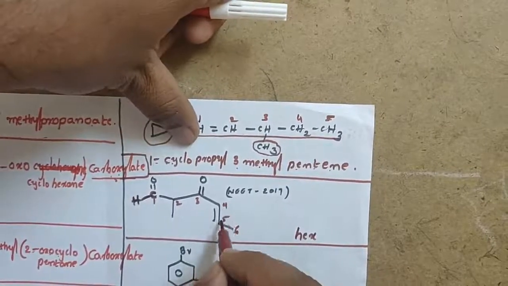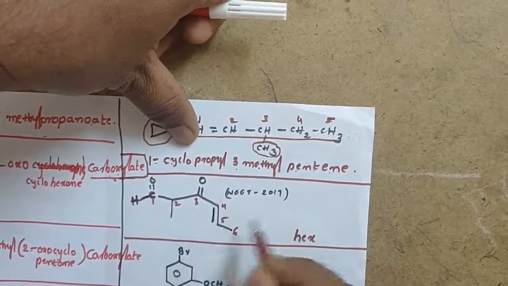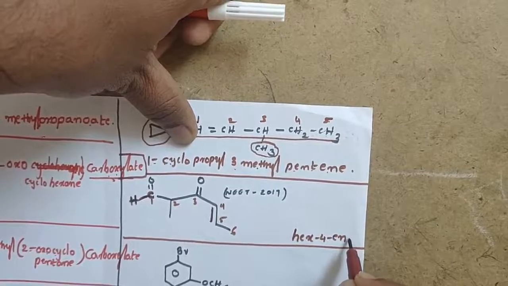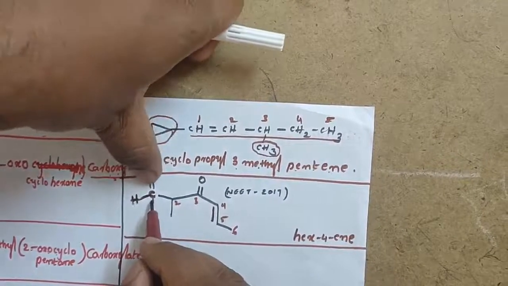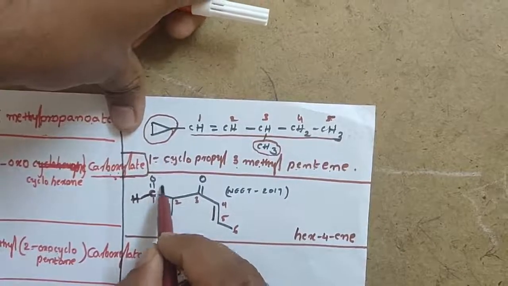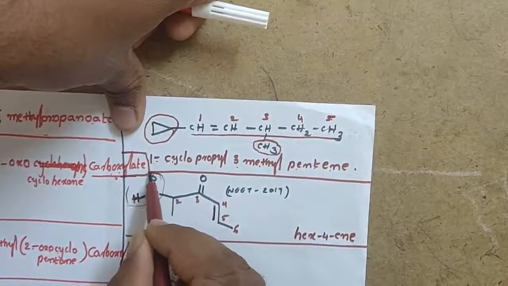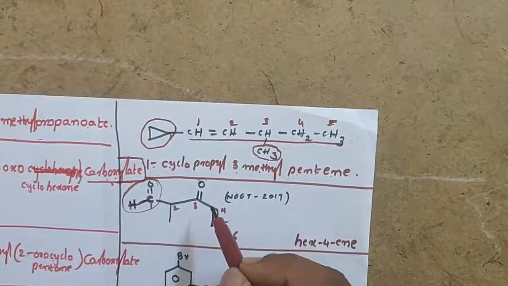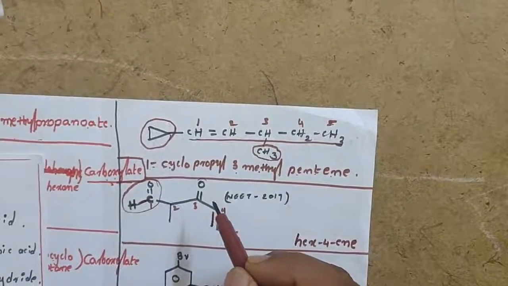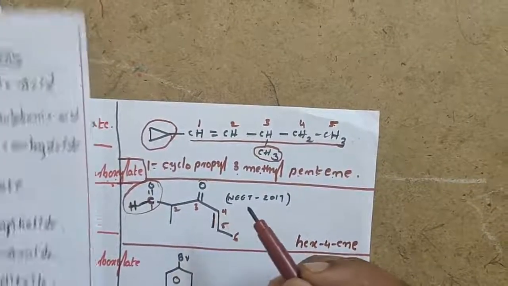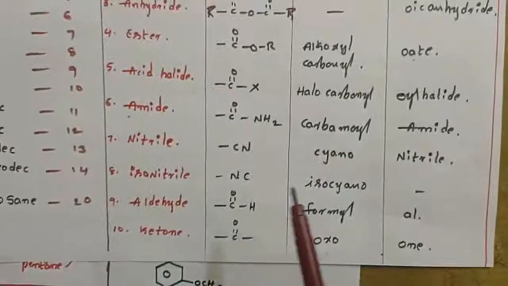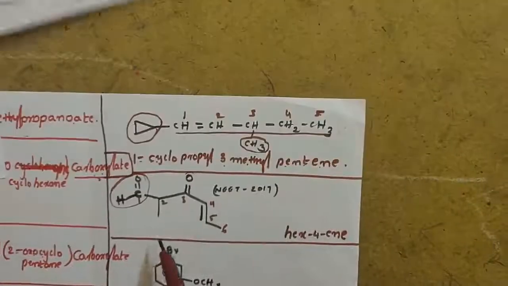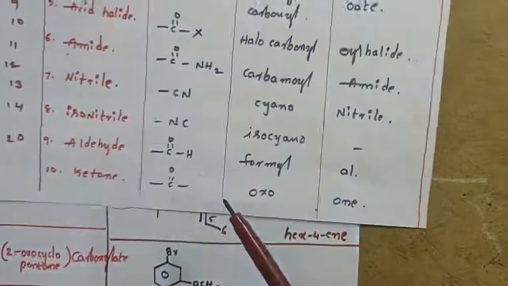Okay? And at the fourth position a double bond is there. That's why 4-ene. And the suffix is what? Aldehyde functional group. That I have to take as a suffix. This is a ketone functional group, which we have to take as a prefix. Why do we take aldehyde as a suffix and ketone as a prefix? Because in the priority order, aldehyde comes at the top, ketone comes next.